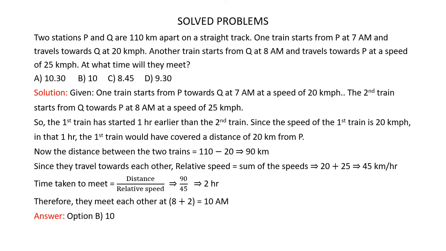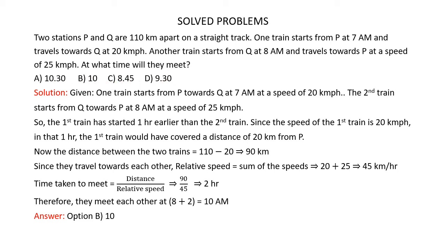Two trains P and Q are 110 kilometers apart on a straight track. One train starts from P at 7 a.m. and travels towards Q at 20 kilometers per hour. Another train starts from Q at 8 a.m. and travels towards P at a speed of 25 kilometers per hour. At what time will they meet? You are given four options and you have to find out which of these options is the correct one.